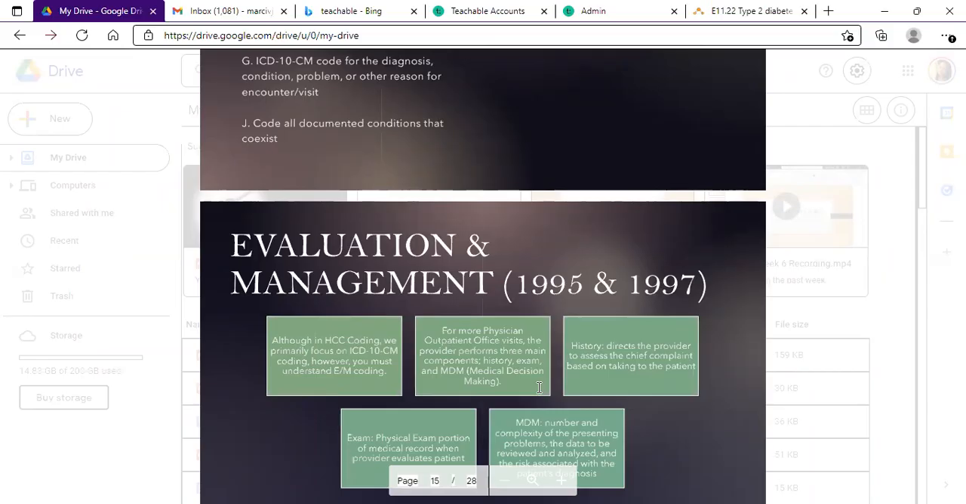So evaluation and management, 95-97 guidelines. Although in ACC coding we primarily focus on ICD-10-CM coding, you must understand E&M coding. And for most physician outpatient office visits, the provider performs 3 main components. This is need to know. Everything that was on the quiz is need to know. So make sure you write this down.